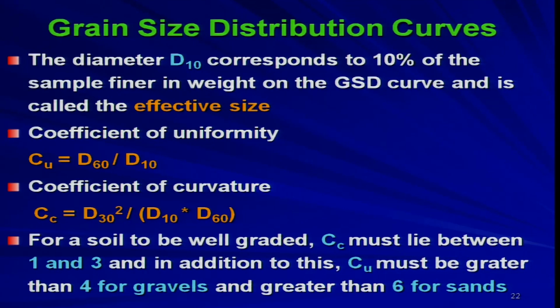Now, if I get a soil sample whose Cc is say 2 and Cu is say 4, and if the soil is gravelly soil, then that gradation should be well graded. Similarly for sand, if the Cu is 6, then that will be my well graded sample. Otherwise, the gradation will be uniformly or poorly graded.